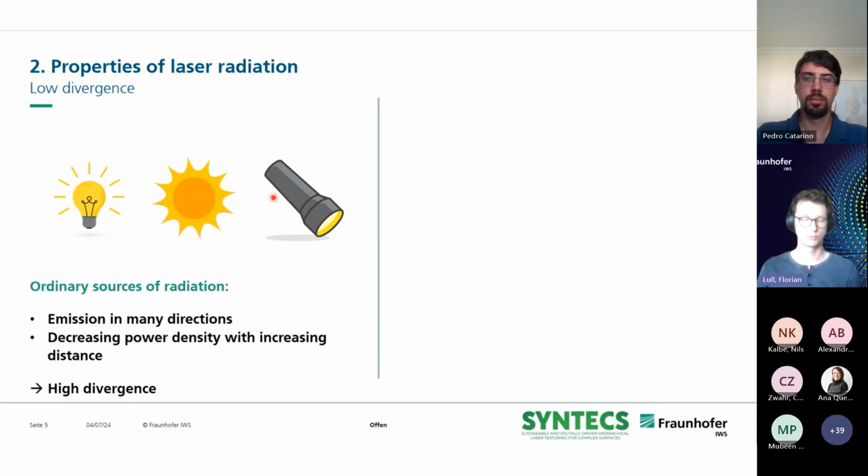Due to this special principle, laser radiation has some special properties, and we start by comparing the laser radiation to some ordinary sources of radiation, for example, a light bulb or the sun. And I think you can imagine that for the sun, for example, the photons are emitted in many different directions. So the power density, basically the photon density, is decreasing with increasing distance from the light source. And this kind of radiation is called high divergence radiation.